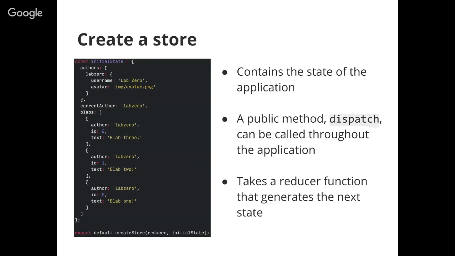First thing we do is, here we got another big code slide. We create a store. This is pretty straightforward. This is what you've seen before. Just initial state, it's authors and blabs and current author all in one big thing. Down here at the bottom, I wish I'd made this a little bit bigger, but we're just saying createStore. We're passing in a reducer, which we'll talk about in a second, and this initial state here. The reducer is what's responsible for generating the next version of the state. So every time an action is dispatched, the reducer runs. So we'll see how that works in a little bit.